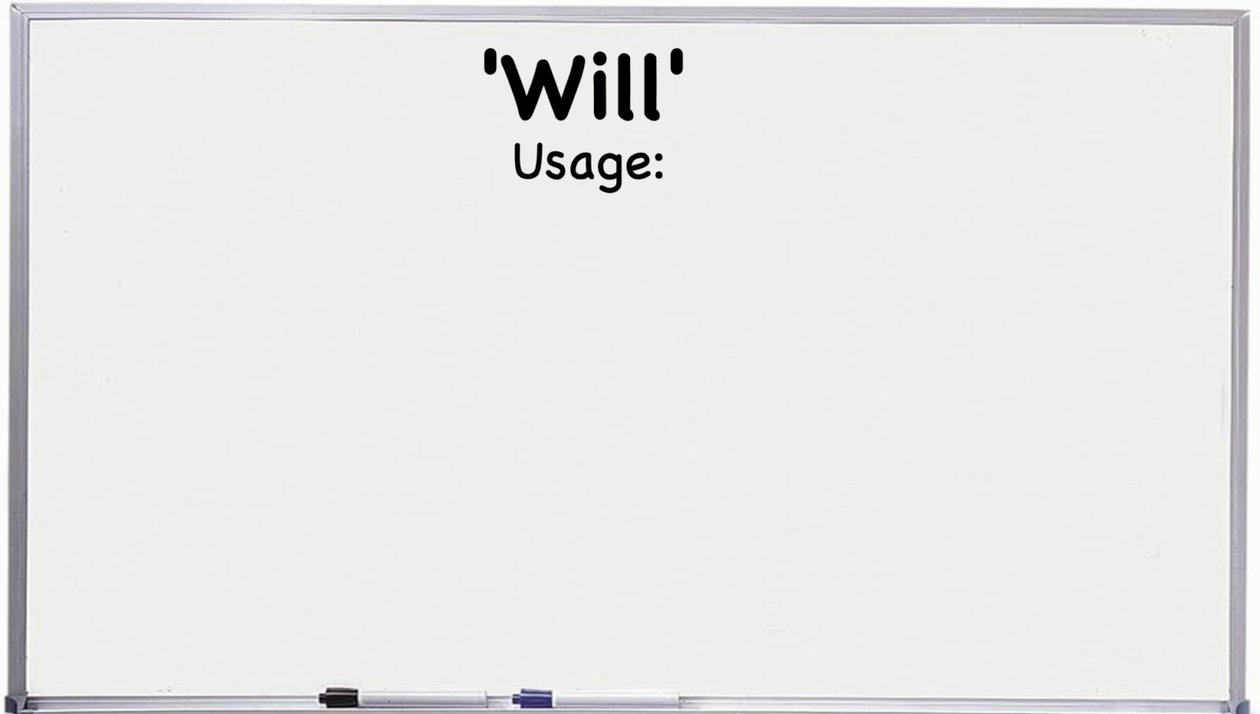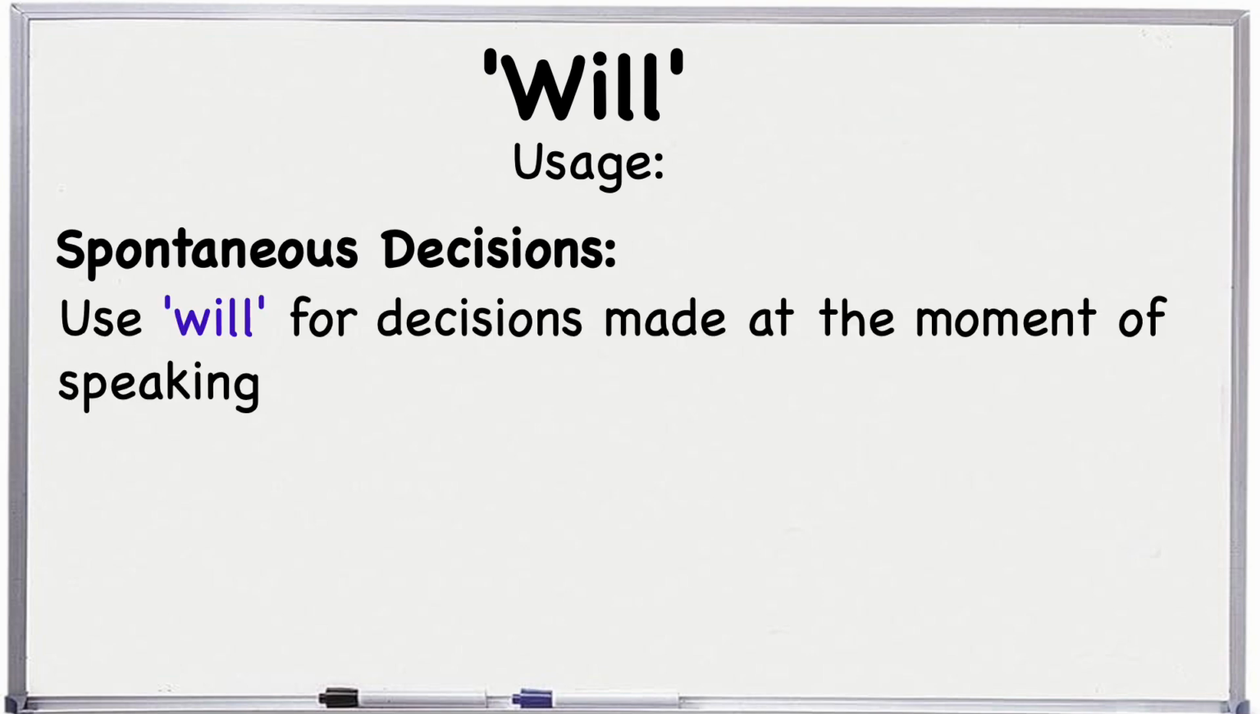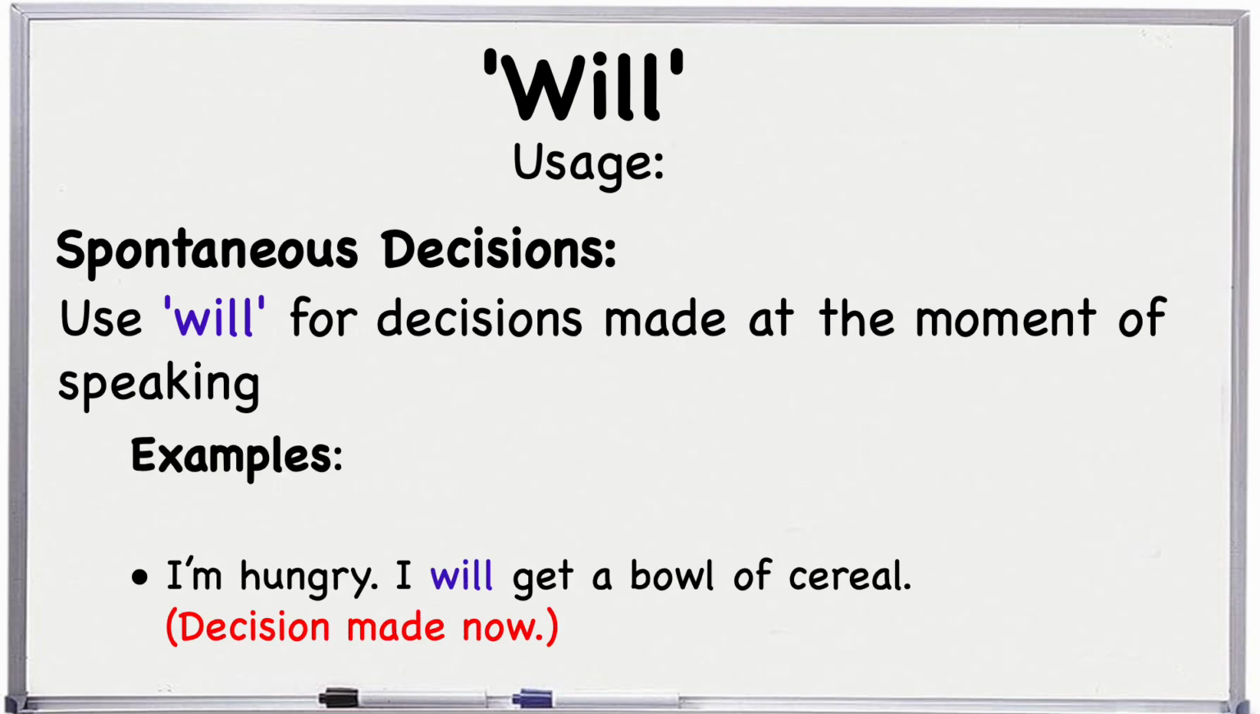Okay, now let's compare that with will. And the usage for will would be spontaneous decisions. We use will for decisions made at the moment of speaking. So for example, I'm hungry. I will get a bowl of cereal. That decision is made right now.